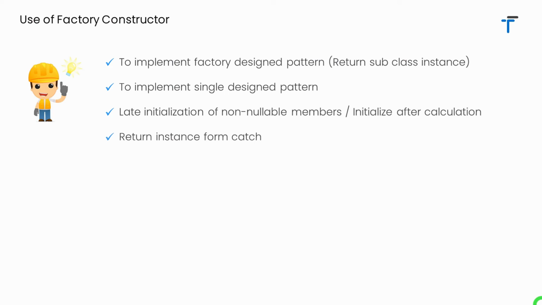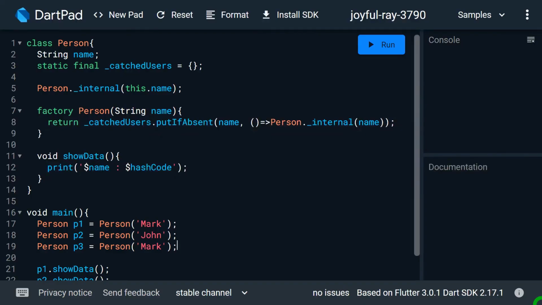The fourth use of factory constructor that I have seen is to return the instance from the cache. Let me explain that one with an example. This example is basically influenced by the example that you can see on the Dart official website. It is very similar to that one, but with a little difference. So try to observe here.